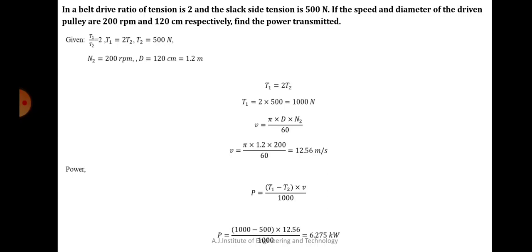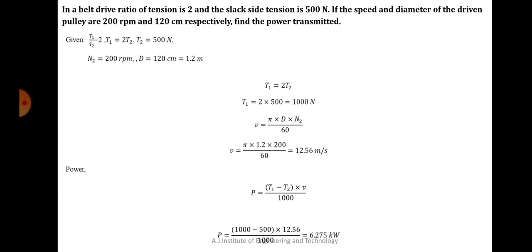So what does ratio of tension mean? In a belt drive there is a tight side and a slack side. I have explained this in the previous classes. So there is something called the tension in the belt. There will be a tight side and a slack side, right? So the tension in the slack side and the tension in the tight side will be different. If I take one as T1 and the other as T2, then the difference between them, T1 minus T2, will be the effective tension required for transmitting power.